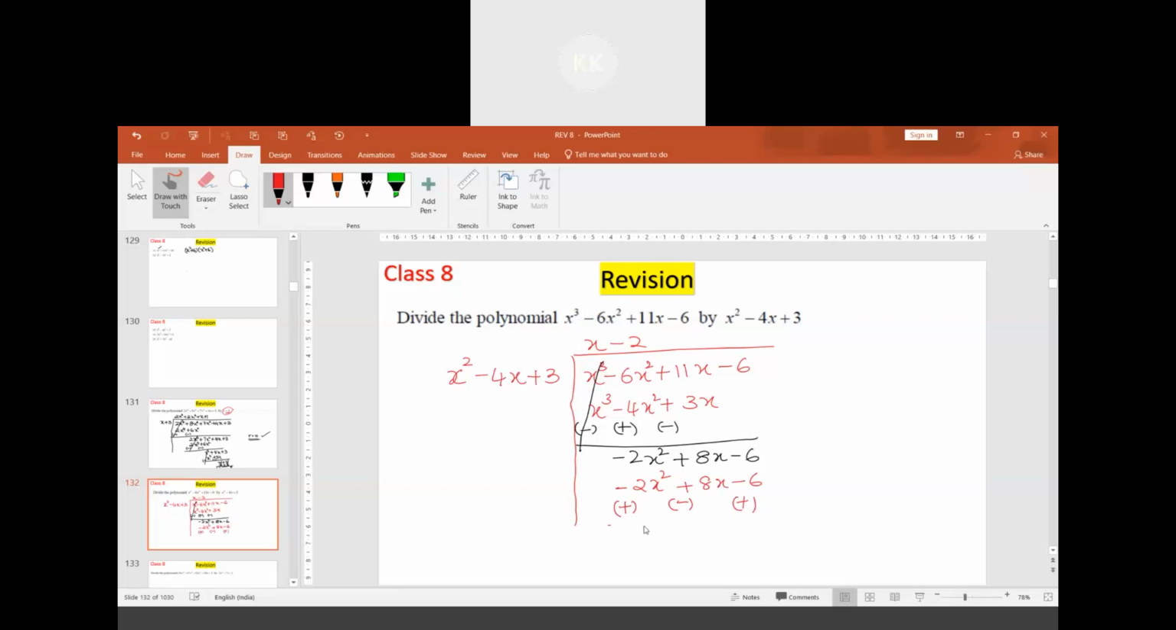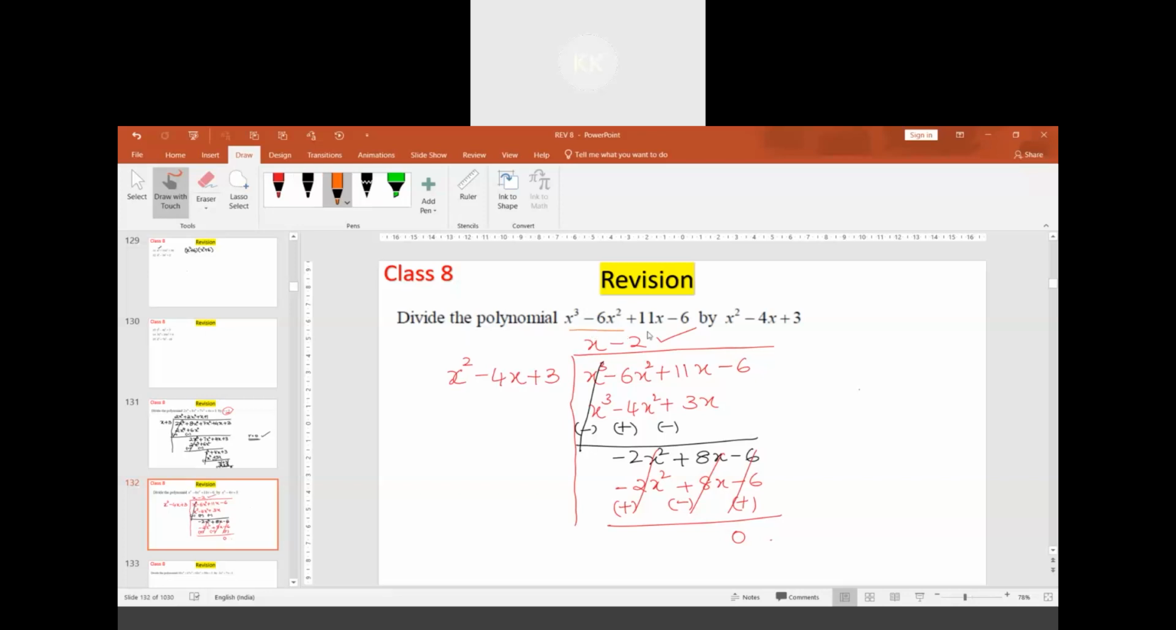Yes, very good. X minus 2, sir. Yes, sir, I also got the same. Remainder is 0. So sir, can we solve this completely using the factorization method? Very good question, sir. Let's think.